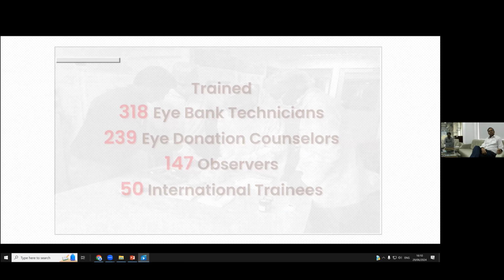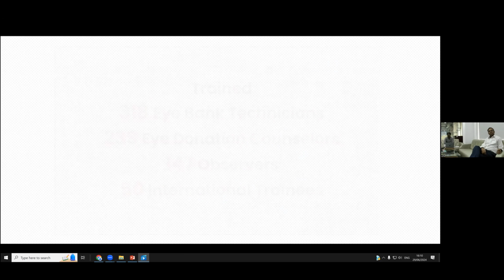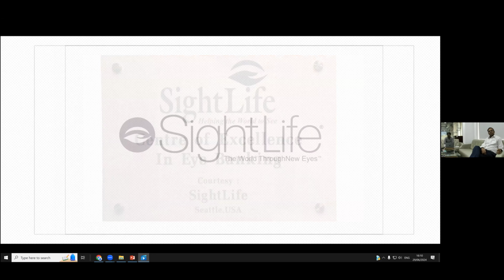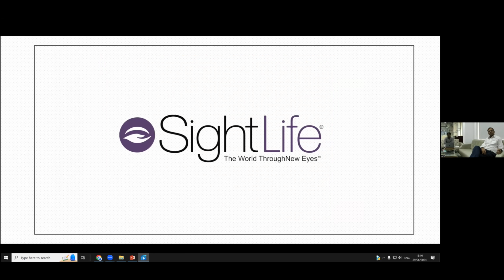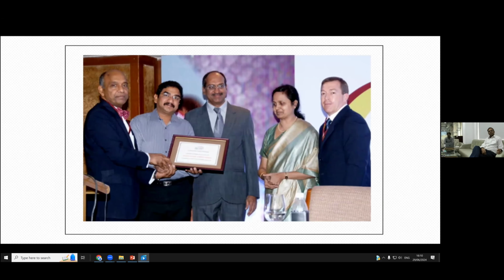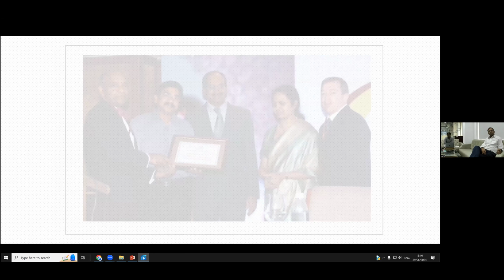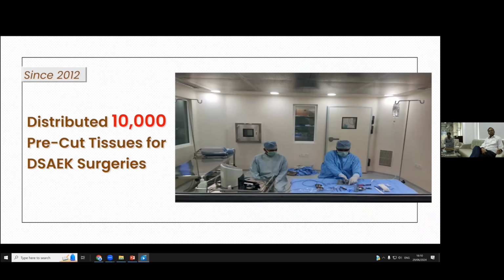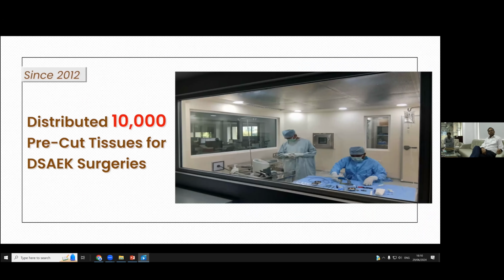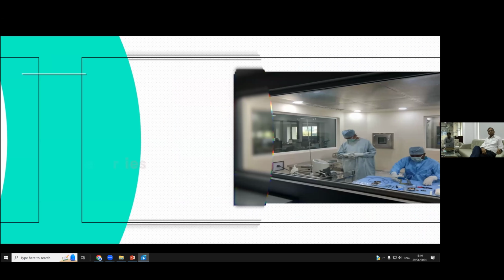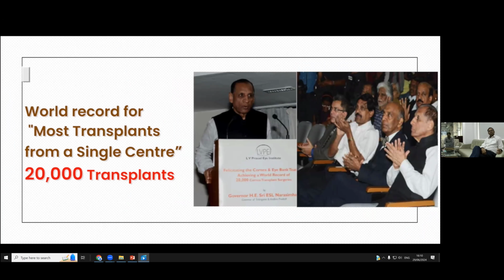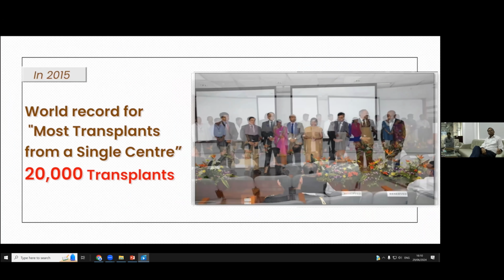The year 2010 brought development of eye bank infrastructure in India. SightLife became our partner in realizing this dream. In 2012, we established the SightLife Advanced Tissue Processing Center, providing pre-cut tissues for DSEK surgeries. 2015 was the year we set a world record for supporting the most transplants from a single center, with 20,000 procedures in total.